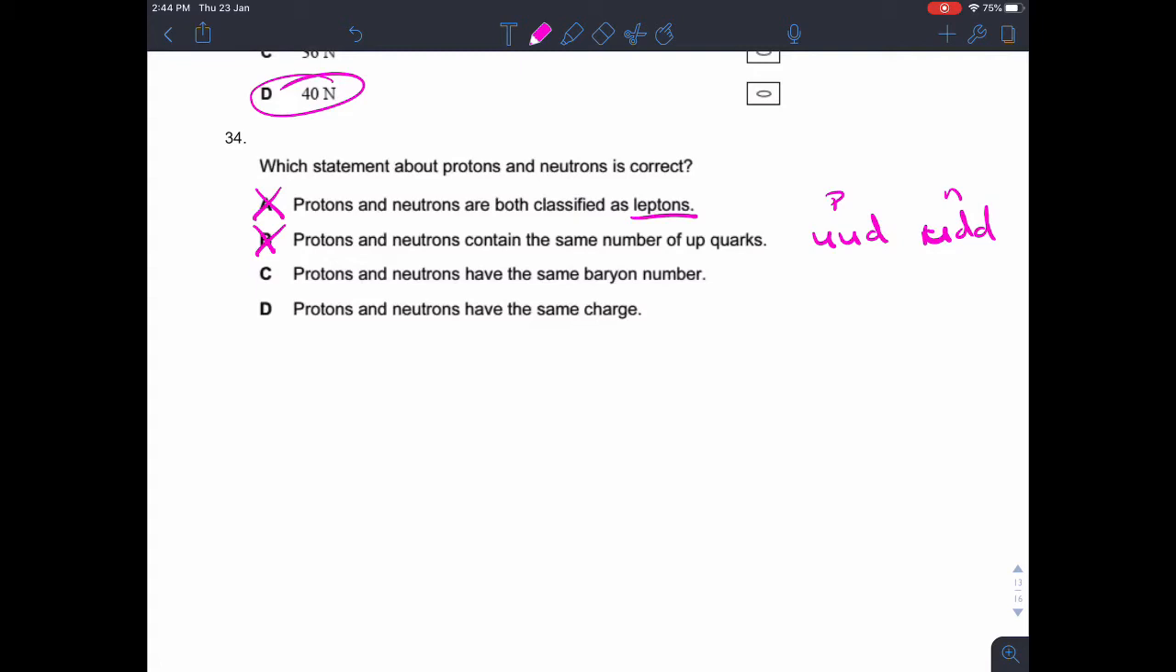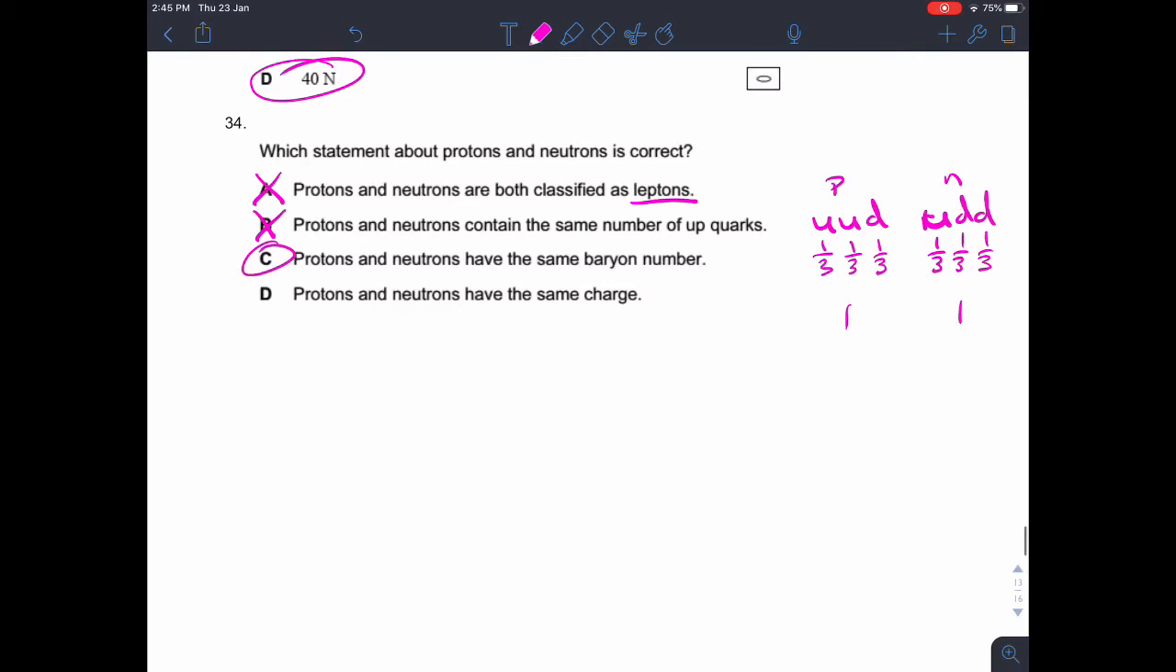Protons and neutrons have the same baryon number. Well, each one of those quarks is worth a baryon number of a third. So the baryon number of a proton is 1 and the baryon number of a neutron is 1. So the answer is C. Finally, just to make sure that we're right, protons and neutrons have the same charge. Well, you know that a proton is plus and a neutron is 0. So it's definitely not D.